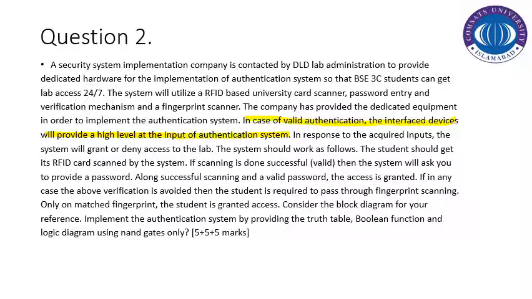So how will that system work in order to grant or deny access to the lab? First of all, the student has to get the RFID card scanned by the system. That is the first information. And if the scanning is successful, which means the RFID produces 1 at the output, and the next thing is the password, and if that also produces 1 at the output, then the access is granted. That is the important information that has been given to you in this statement.